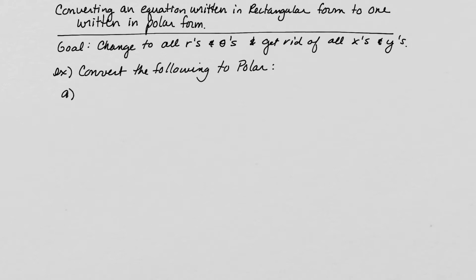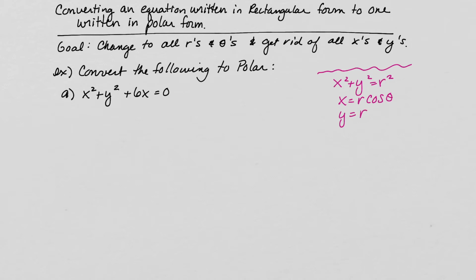Okay, so the first one here, x squared plus y squared plus 6x equals 0. Again, the things we want to remember are the equations that we're using to convert. I'll write them over here in pink. We are using that x squared plus y squared equals r squared, that x is equal to r cosine theta, that y is equal to r sine theta, and we can use that the tangent of theta is equal to y over x. So we're going to use these four equations to help us convert.